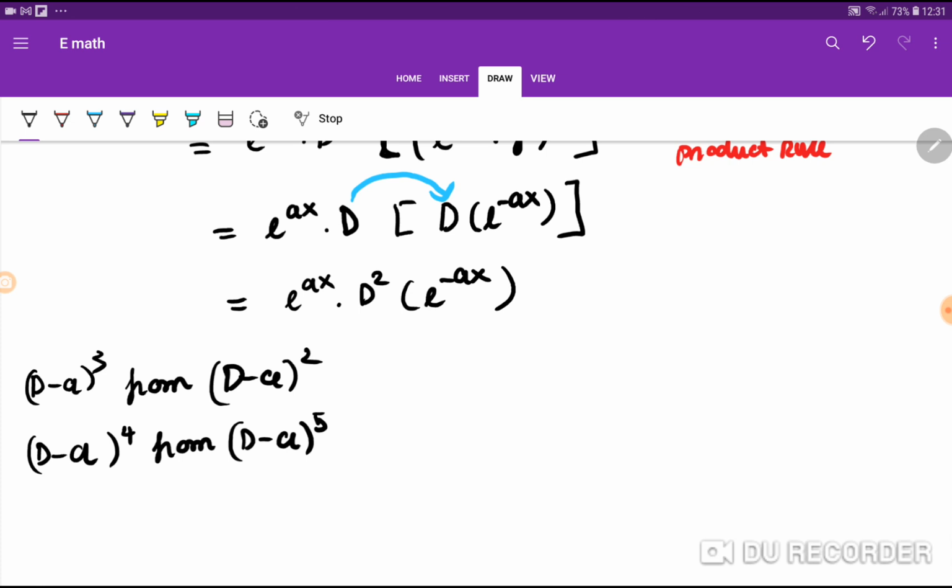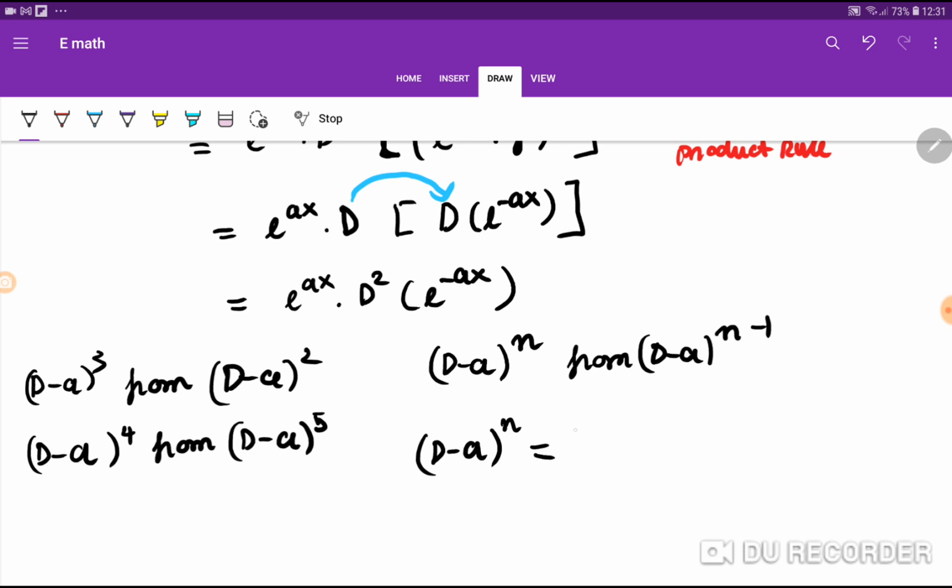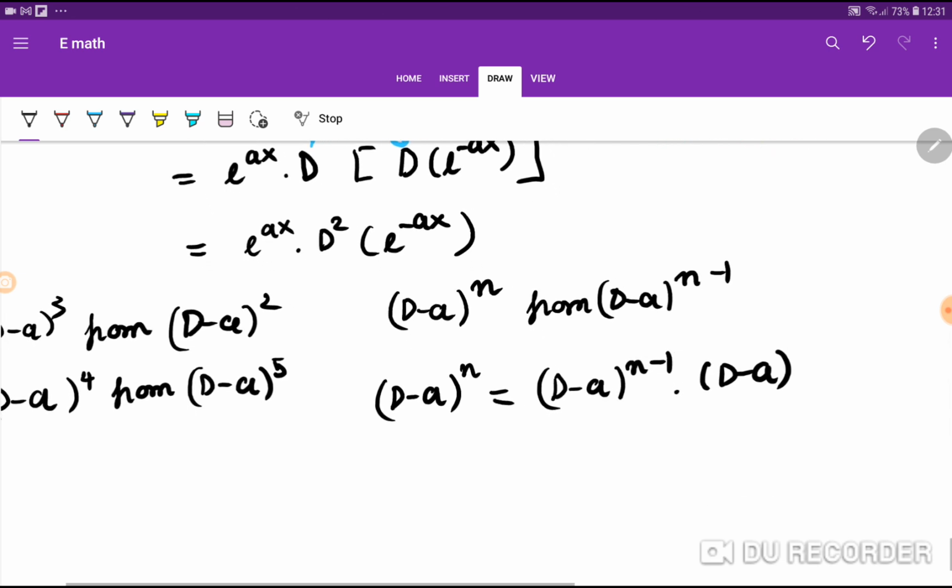Let's say we construct (d minus a) to the n from (d minus a) to the power n minus 1. Okay, so the process is very simple. If it's correct, it means that the statement is true. You prove it successfully using induction. So this (d minus a) to the power n will equal (d minus a) to the power of n minus 1 times (d minus a).